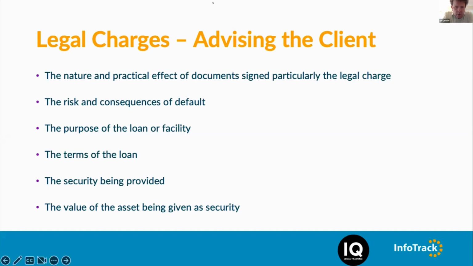Chris, are we heading towards a point where it might be preferable for all lenders to be separately represented and for all significant conveyancing transactions to have the benefit of title insurance as standard?